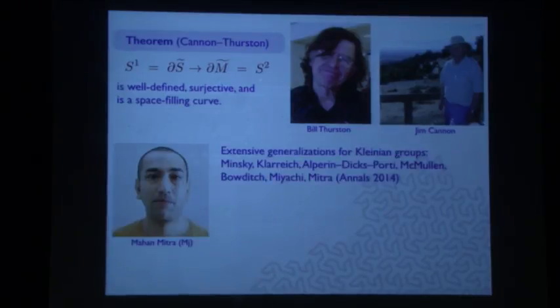This has been generalized extensively in the context of Kleinian groups. There are lots of people involved, particularly Mitra. Recently, he's produced 2 papers. One was in the Annals last year. The second, I believe, is still a preprint. But together, they prove that the Cannon-Thurston map is well defined for all finitely generated Kleinian groups. So there's all finitely generated subgroups of the group of orientation preserving isometries of H3.